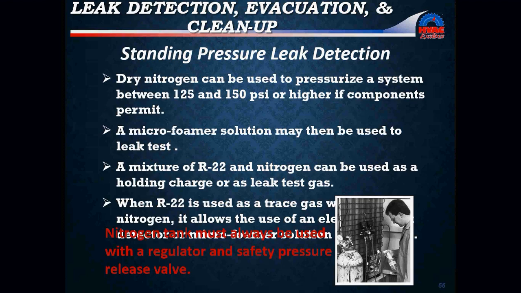For your standing pressure test, you're going to use dry nitrogen, which can be used to pressurize the system anywhere between 125 to 150 psi, or higher if your components actually permit it. A microfoamer solution, such as soap bubbles, may then be used to leak test. A mixture of R22 and nitrogen can be used as a holding charge or as a leak test gas. When R22 gas is mixed with nitrogen, it allows us to find and fine-tune where the actual leak is.